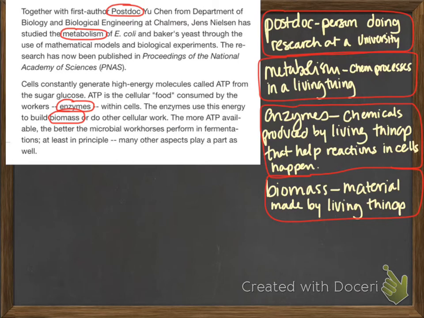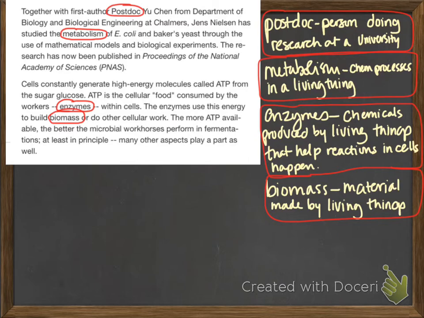And when you're dealing with a word that's appeared a few times where you're pretty sure you know what it means, you can take a little bit of a shortcut and really abbreviate that definition. Now, enzymes, there's a word you might not have heard. When I looked it up in several sources, what I figured out it means is that these are chemicals produced by living things that help reactions in cells run. Okay. And biomass is just material made by living things. So the grass in your yard is biomass, as are the bodies of bacteria.